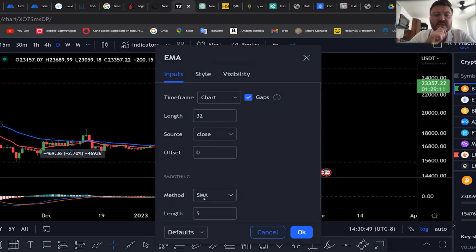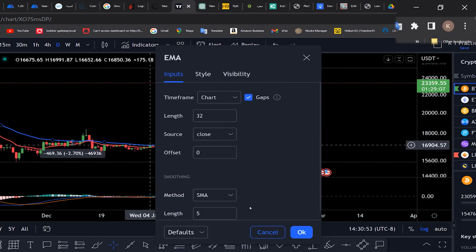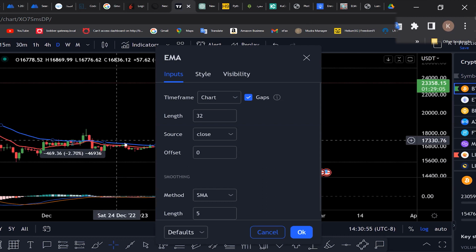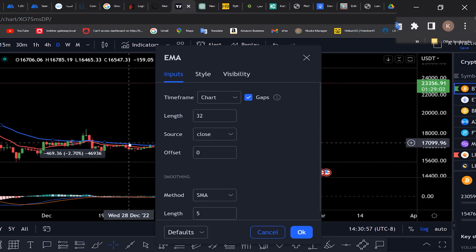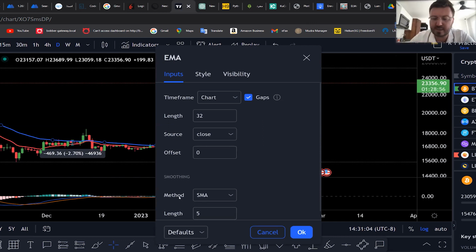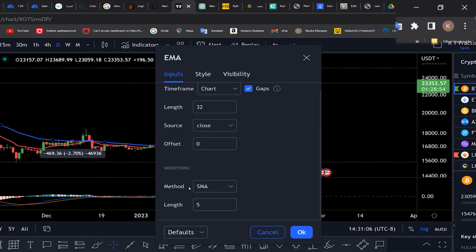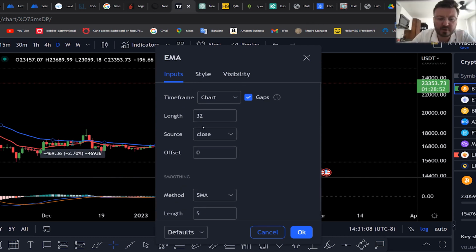Well, what I'm saying is, what is smoothing? What exactly is that doing? I think it smooths the calculation. I believe they use the length 5. I don't understand that much, but we can ignore this. Okay, all right.